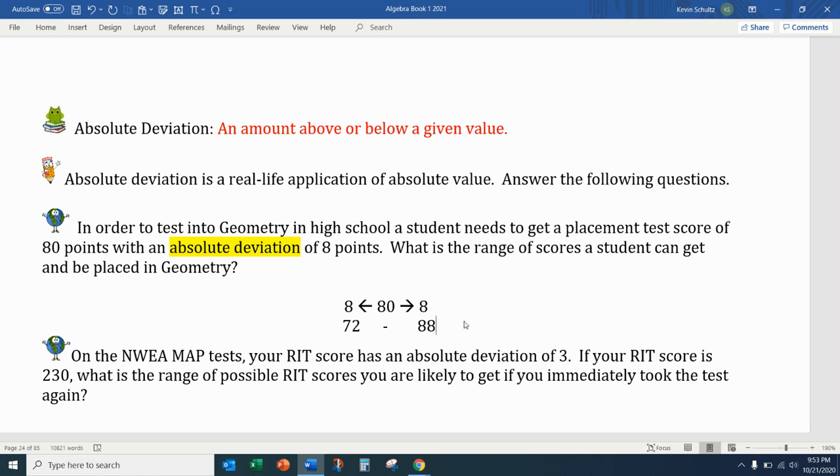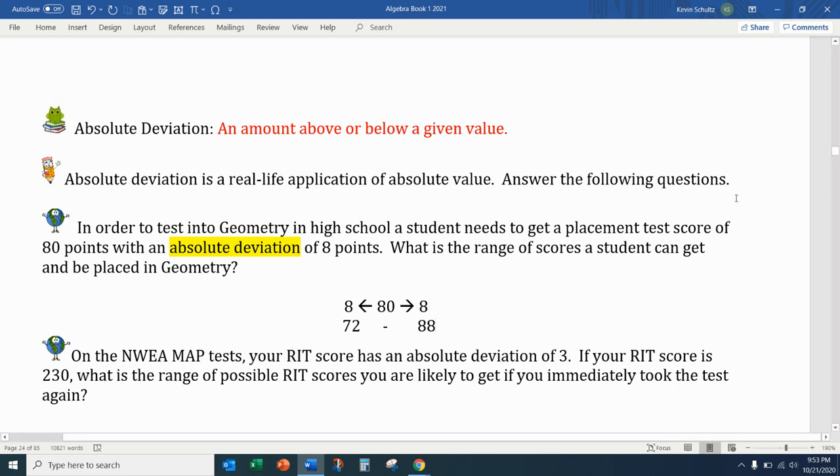Oh, I didn't even read my question. Test into geometry. Okay. If you score an 88, it's probably going to come a little bit easier for you. You have a good background of geometry already. You kind of understand what's going on here, and you'll probably be one of the higher kids in the class. If you score 80, you're going to be right about average. Okay, so that's what absolute deviation is all about. It's a value above or below a given value.